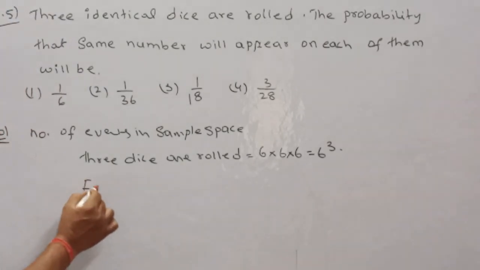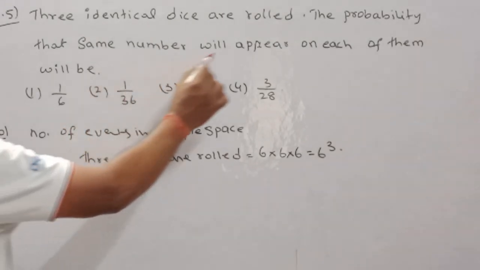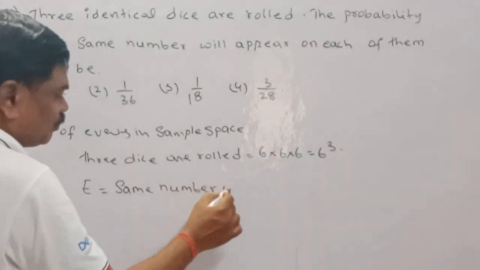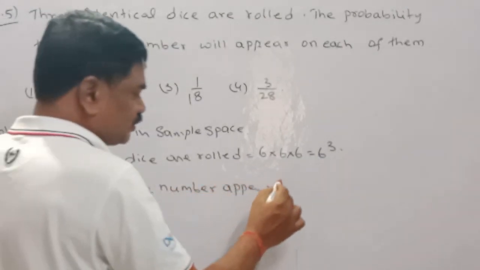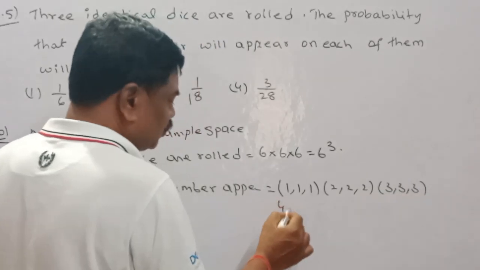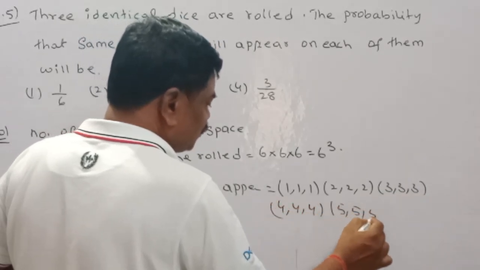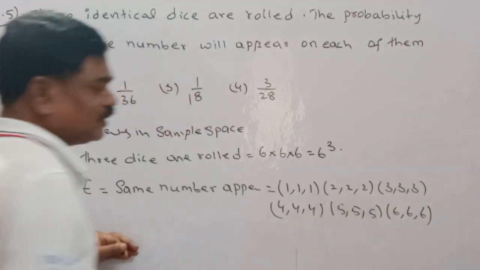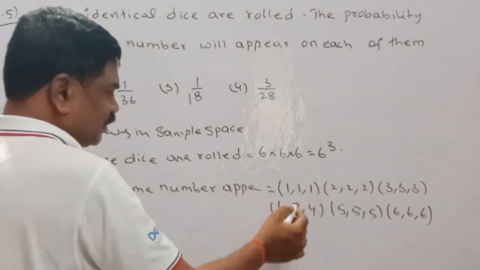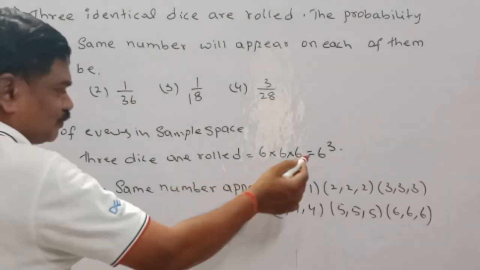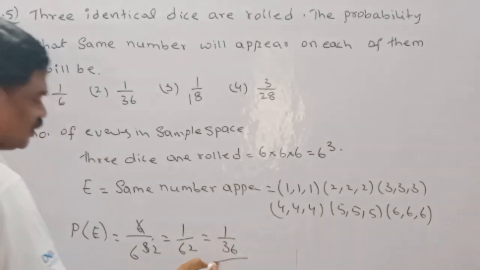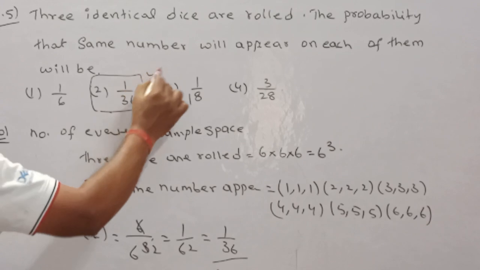Okay, what is the event? Event E is that the same number appears on them. How many events are there? 1, 1, 1, 2, 2, 2, 3, 3, 3, 4, 4, 4, 5, 5, 5, 6, 6, 6. How many events? 6 events. So the probability of E is equal to favorable events 6 by total number of events in the sample space 6 cube, which is 1 by 6 square, 1 by 36. That is the probability. Option 2 is the correct answer.